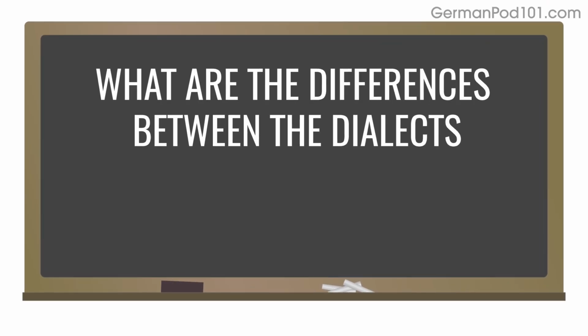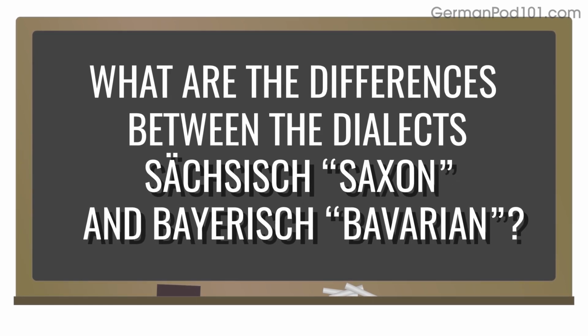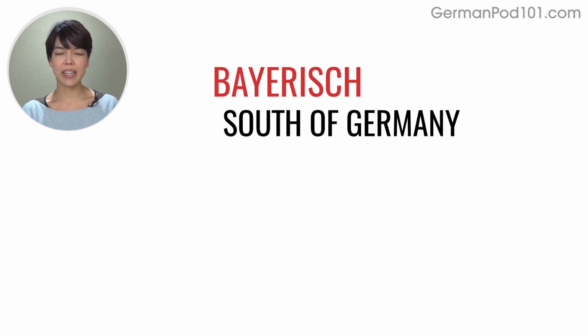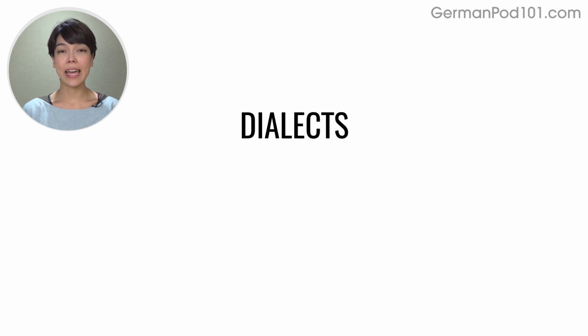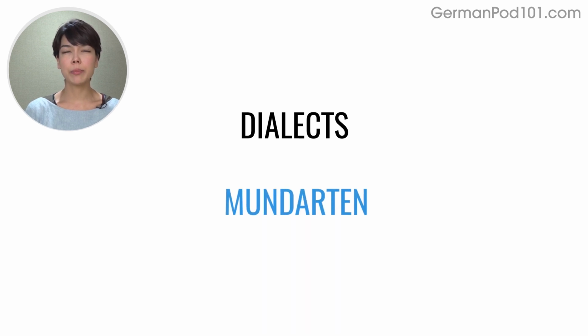What are the differences between the dialects Sächsisch, Saxon, and Bayerisch, Bavarian? Bayerisch, spoken in the south of Germany, and Sächsisch, spoken in the eastern part of Germany, are 2 dialects that are still widespread. The word dialects in German, Dialekte, can also be referred to as Mundarten, literally meaning mouth style.